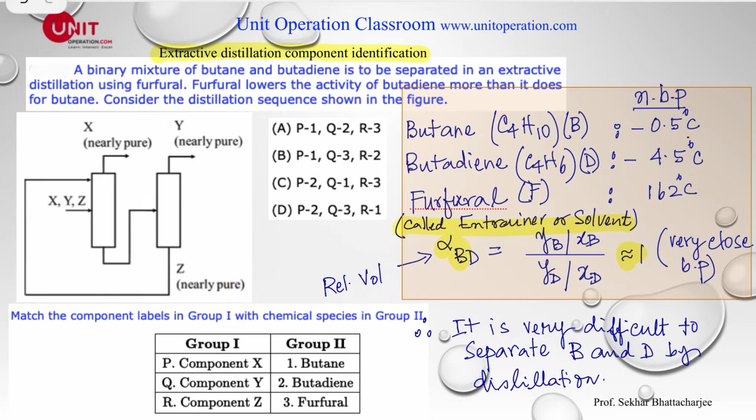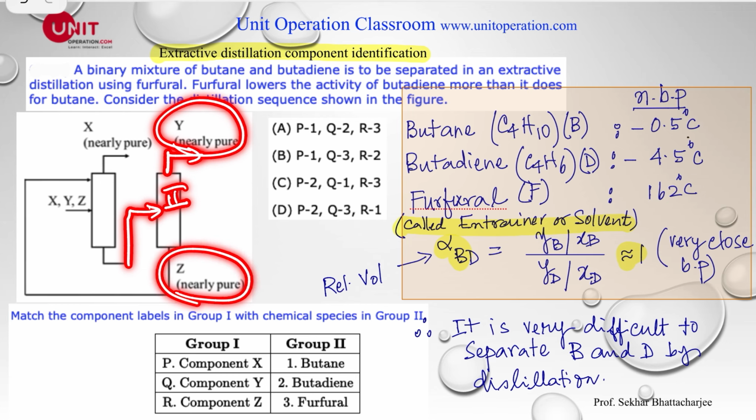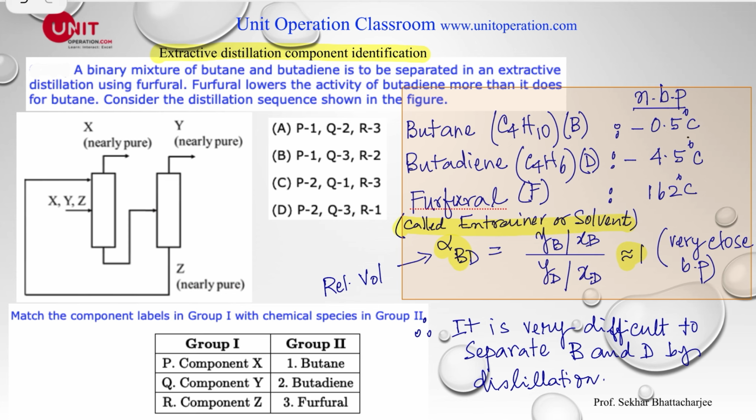In this problem, there are X, Y, and Z. Of course, these are butane, butadiene, and furfural. All three of them come into the column. Component X comes out from the top, nearly pure, and therefore Y and Z come out from the bottom. Then there is another distillation column, column 2, where Y comes out nearly pure, and Z also comes out nearly pure. The problem is to find out which one of X, Y, and Z is butane, which one is butadiene, and which one is furfural.